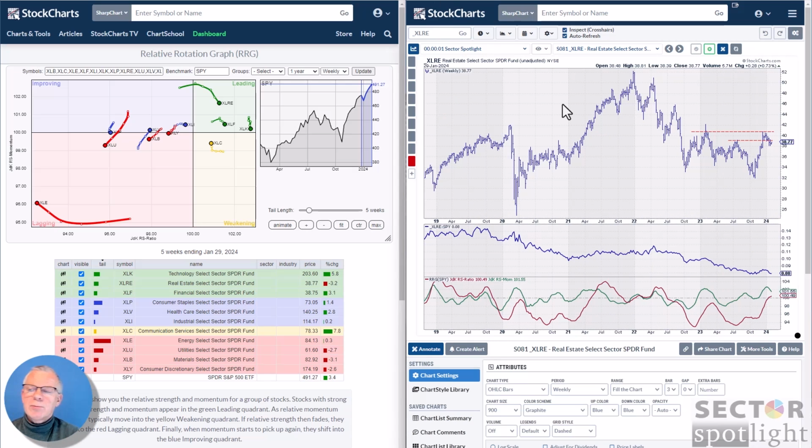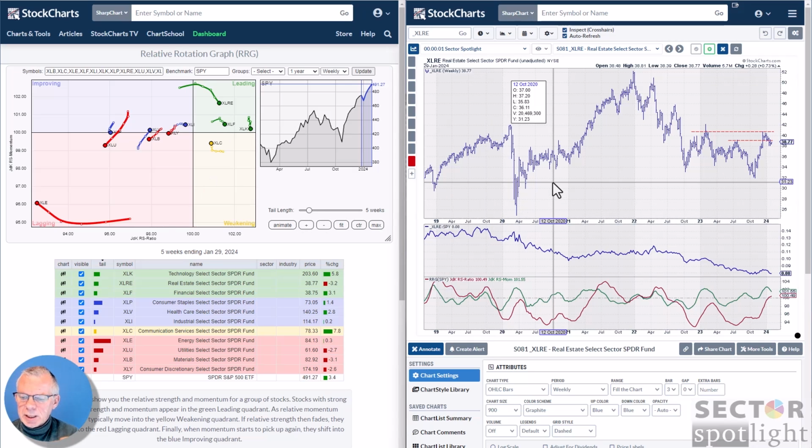So the outlook for real estate in the next couple of weeks remains cautious, I think. Be careful with that one. It's rolling over and the daily tail is really moving into the lagging quadrant. That could actually accelerate lower.